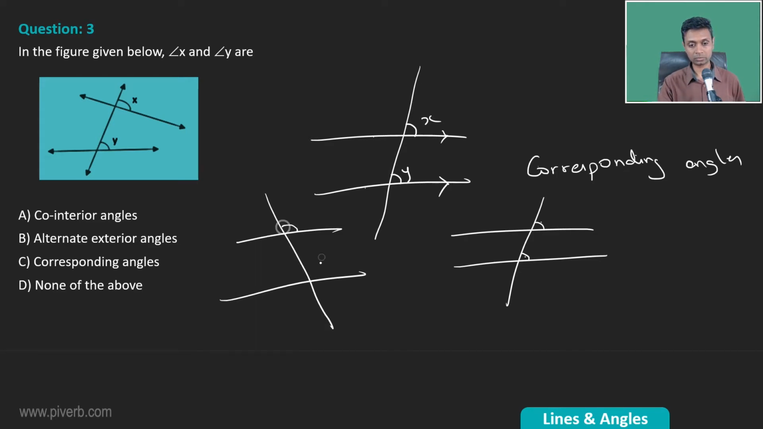This and this. 1 and 2 are corresponding angles. 2 and 3 are alternate interior angles. 1 and 4 are alternate exterior angles. 3 and 5 are co-interior angles.